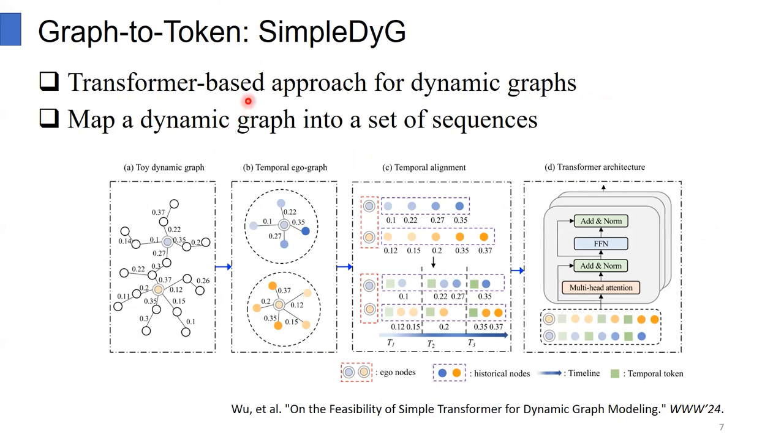The next one, SimpleDyG, is a recent paper. It's actually by our group, and it's going to be presented in the main conference later. This is a transformer-based approach for dynamic graphs. Instead of using traditional graph neural networks, we tokenize a graph, serializing a dynamic graph into a set of sequences.